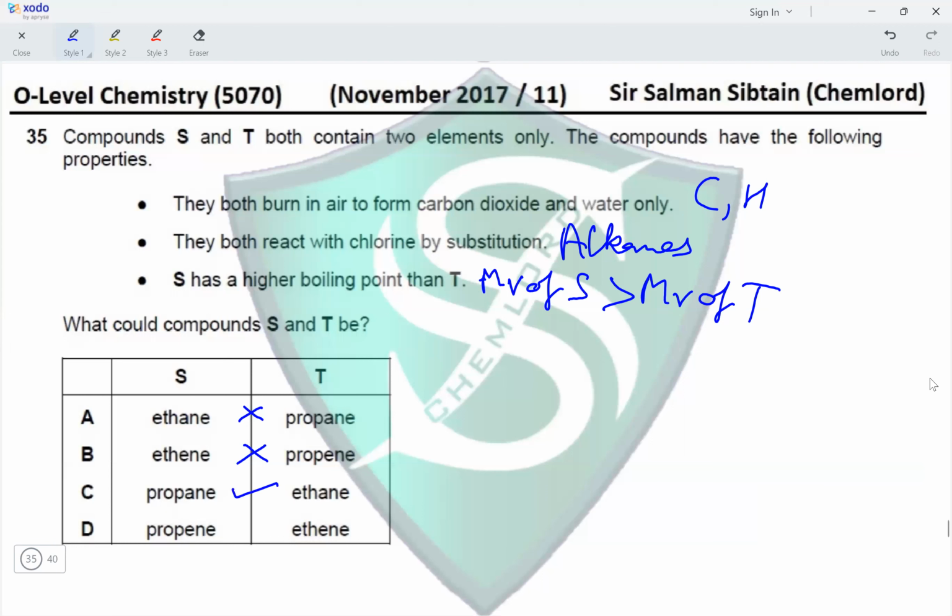And the last one, propene and ethene are both alkenes. So the option is incorrect. Therefore, the correct option for this question is option C.